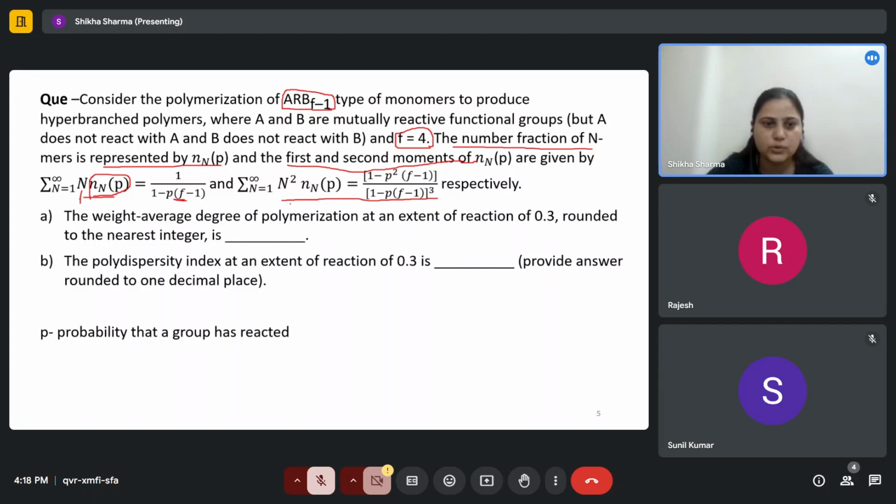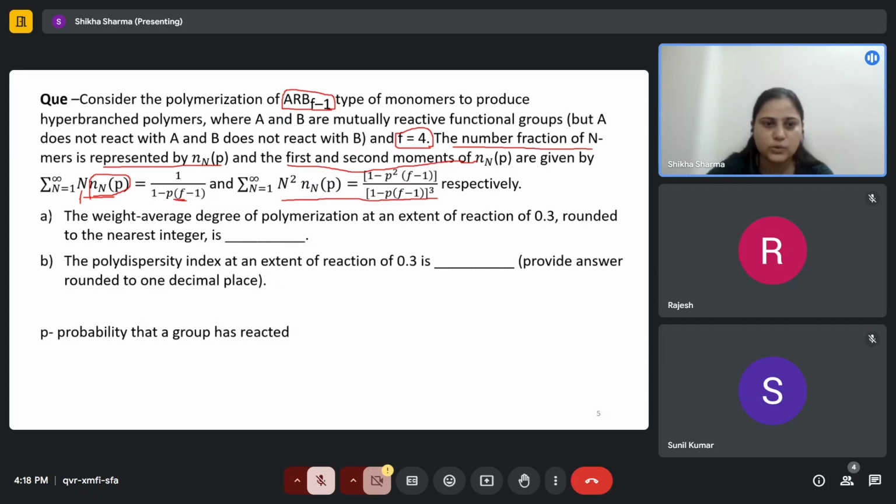So the summation from capital N equals 1 to infinity, where the n-mers can be from 1 to infinity, of N square multiplied by small n of p equals 1 minus p square multiplied by f minus 1, whole divided by 1 minus p multiplied by f minus 1, whole to the power cube, respectively. So this is our second moment.